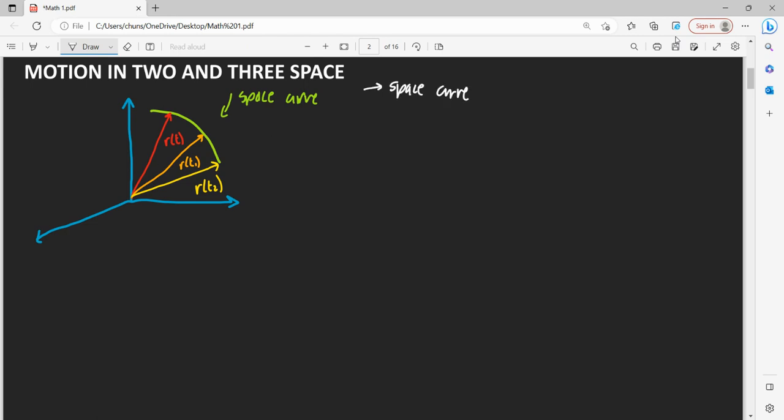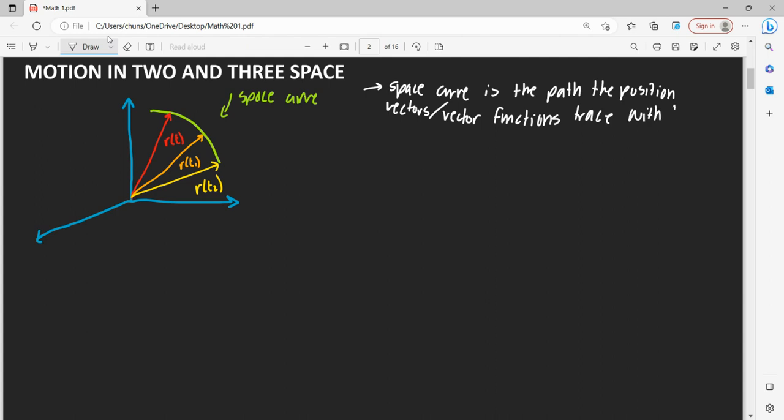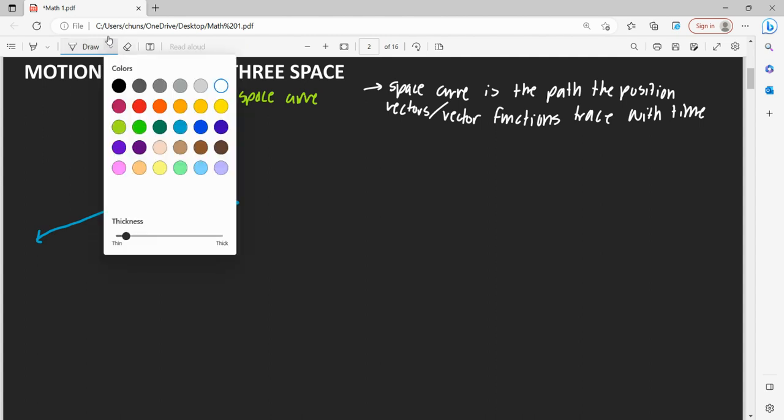So space curve is the path the position vectors, I guess vector functions, trace with time. So this is called a space curve. And yeah, so just some notation things.